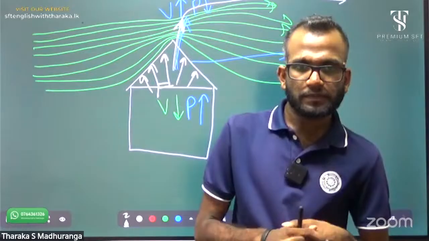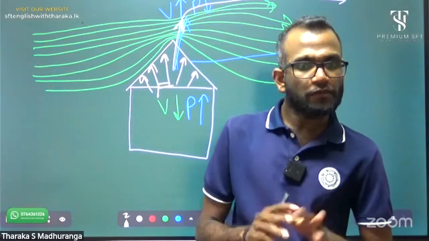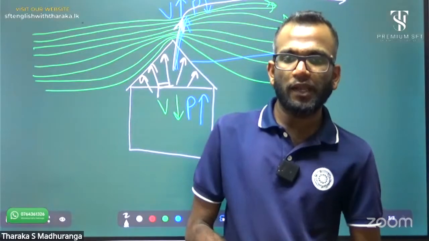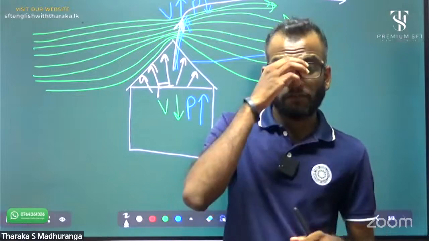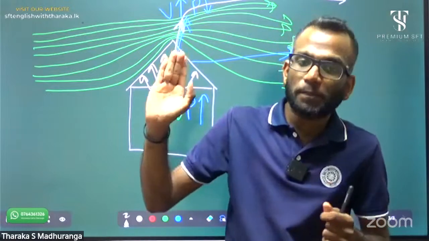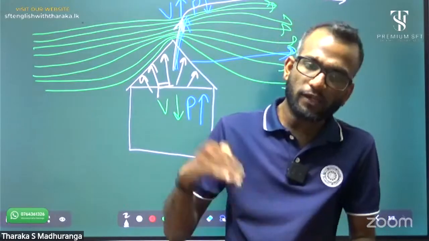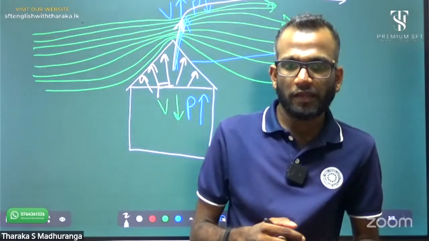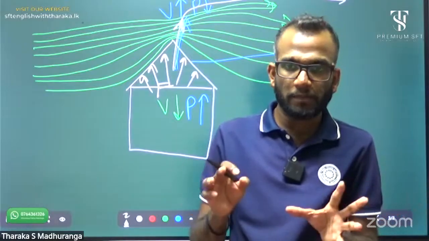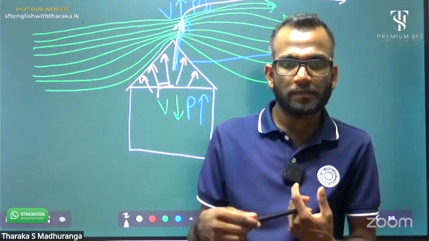Explain again. Okay, first of all, you have to understand, if it is high velocity, the pressure is very low. If it is low velocity, pressure is greater, right? It is according to Bernoulli's theorem. That one okay?